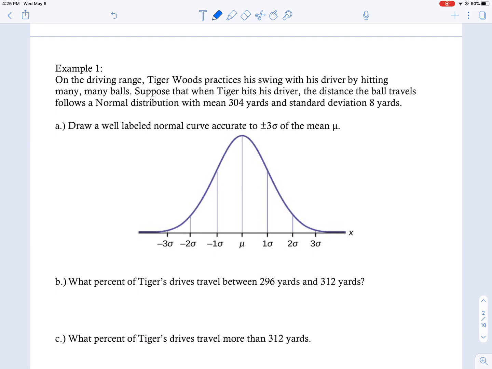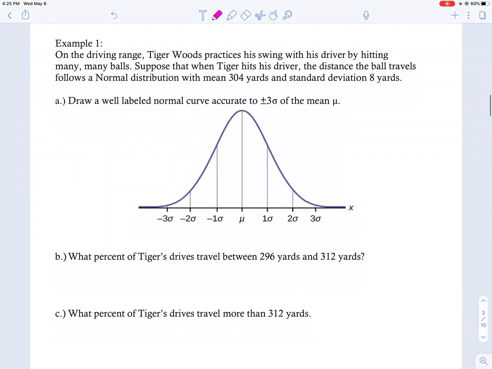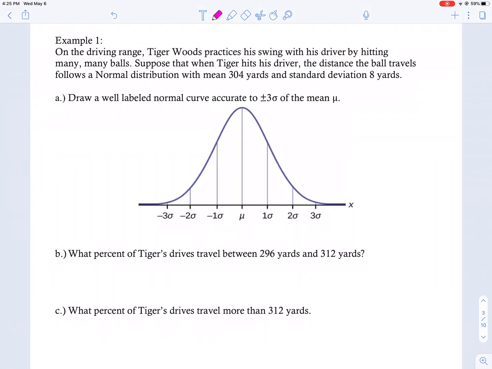Okay, so this says, on the driving range, Tiger Woods practices his swing with his driver by hitting many, many balls. Suppose that when Tiger hits his driver, the distance the ball travels follows a normal distribution. Okay, so they're immediately telling us it's a normal distribution, so we could set up the curve. And we have a mean of 304 yards, and the standard deviation is 8 yards.